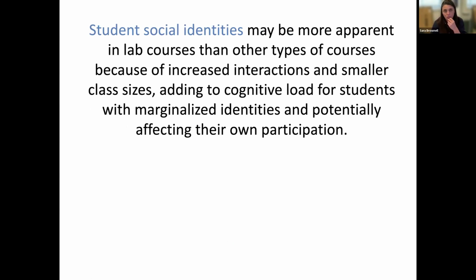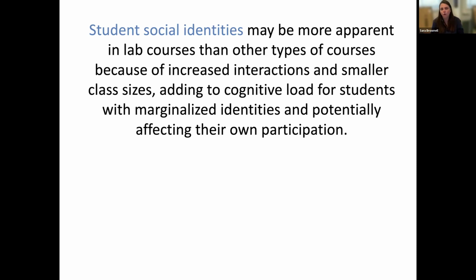So I want to unpack some of them before we go into the Q&A. Student social identities may be more apparent in lab courses than other types of courses. If you're in a large lecture course, you can just go in, sit there, ignore people. But in lab courses, you're often working with other people, partnered up with someone. You're often staring at someone across that lab bench. So who you are, your identities, are going to be more apparent. There's going to be more time during lab courses when you're waiting for something to happen where you might have casual conversations about what you're doing this weekend.